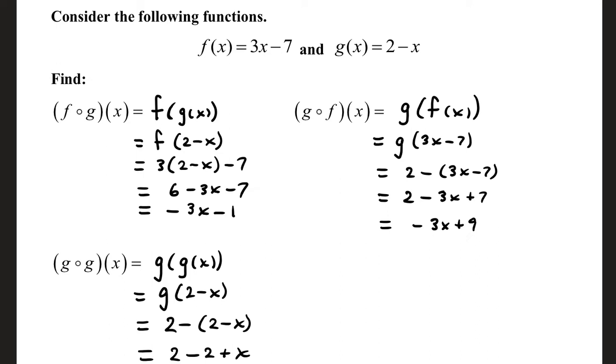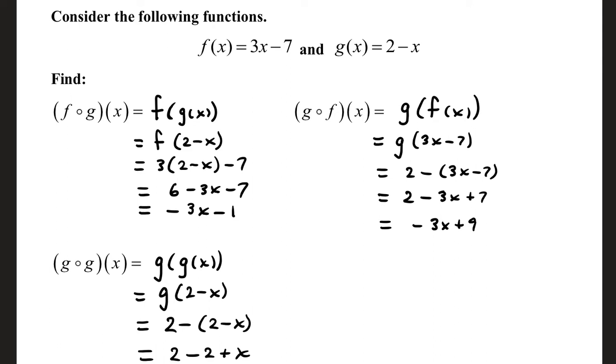At the top right, we have the composition of g and f of x. So that's going to be g of f of x. F of x is defined as 3x minus 7. G of 3x minus 7, we're going to plug that in right here. 2 minus (3x minus 7). Distribute your negative: 2 minus 3x plus 7. Combining like terms, negative 3x plus 9.